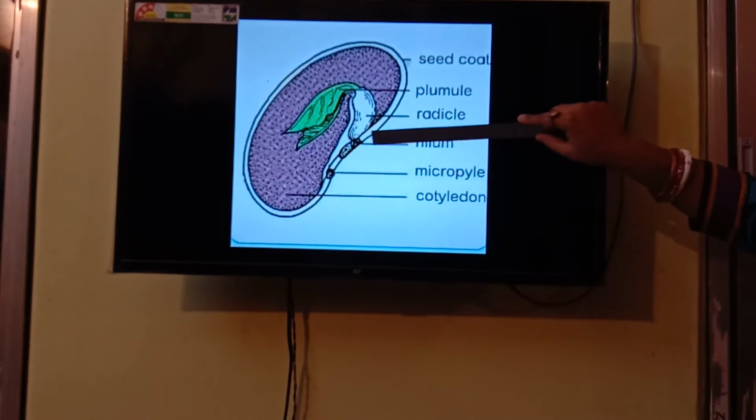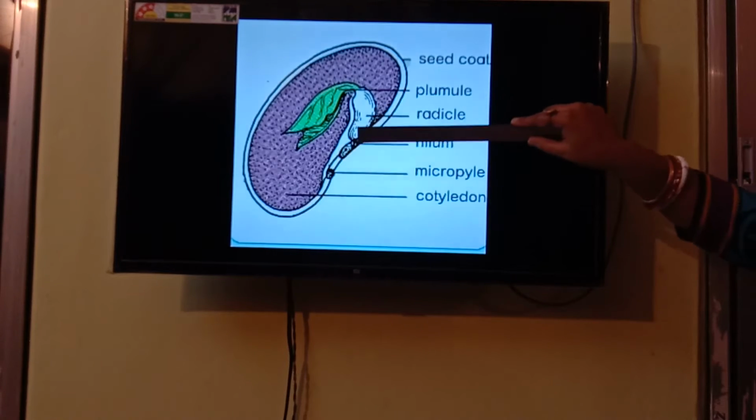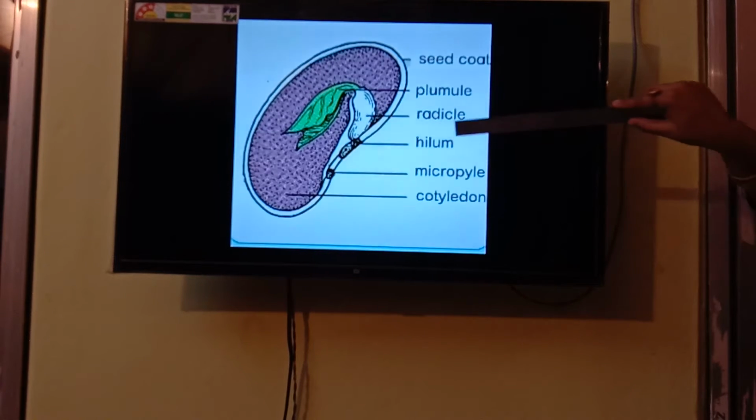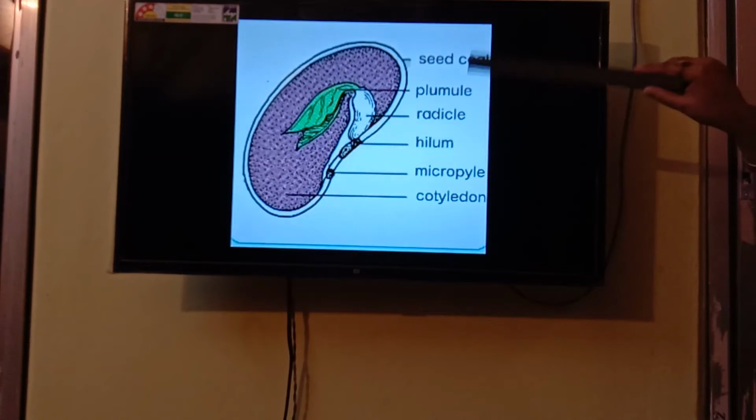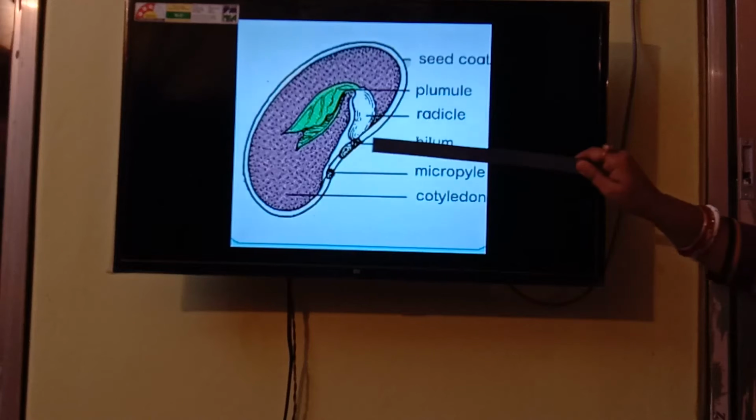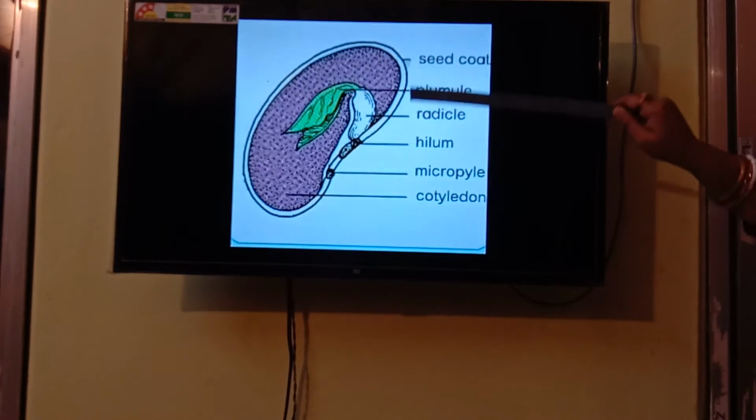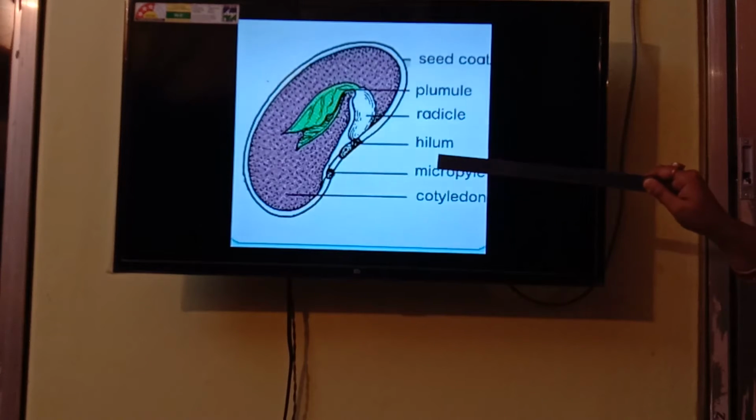Look at the picture, skull-like structure. This skull-like structure is attached to the ovary wall, attached to the hilum. Next one is micropyle. Micropyle is a small tiny pore present at the seed coat, and it allows the entrance of water and many substances.